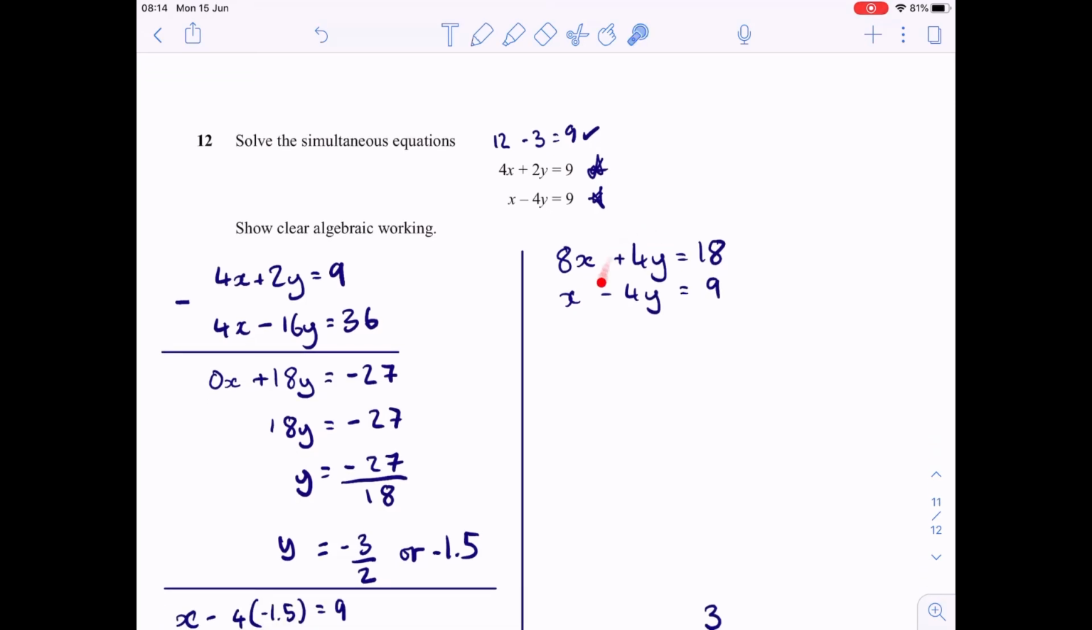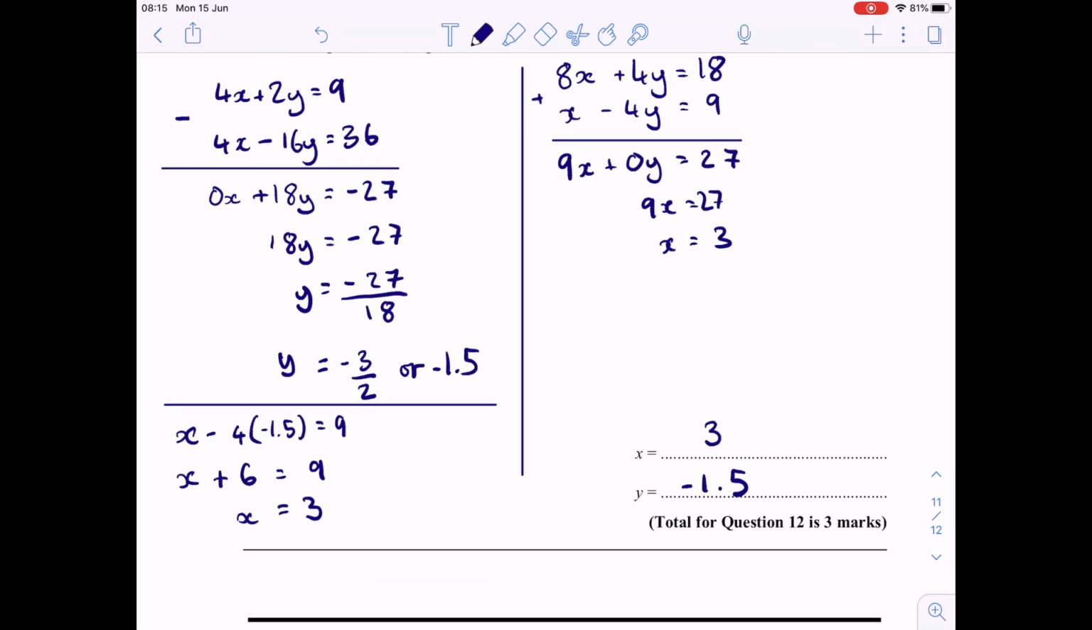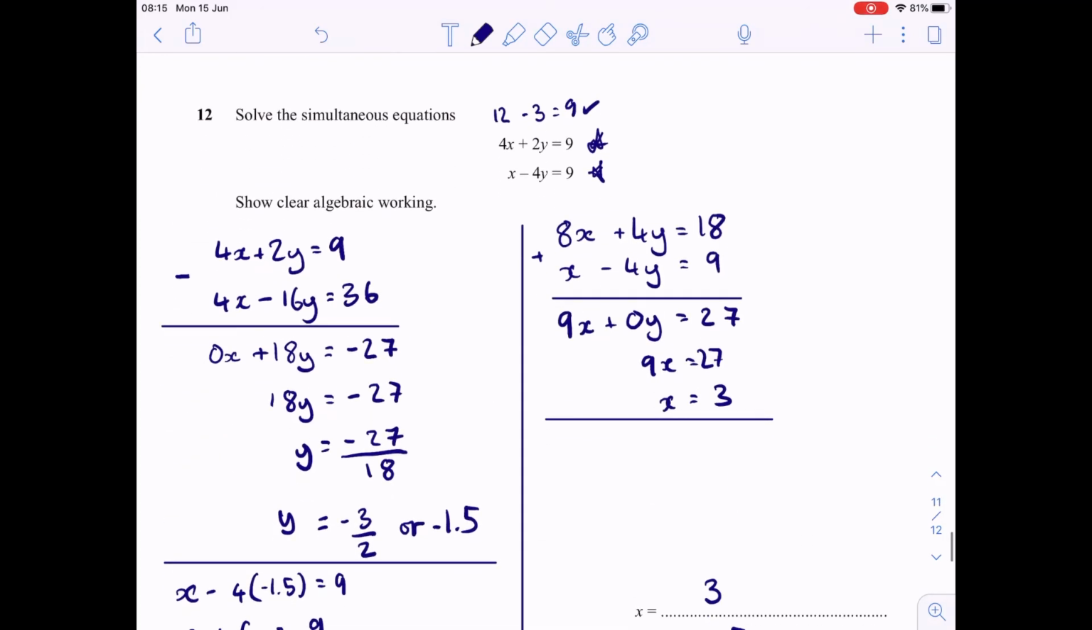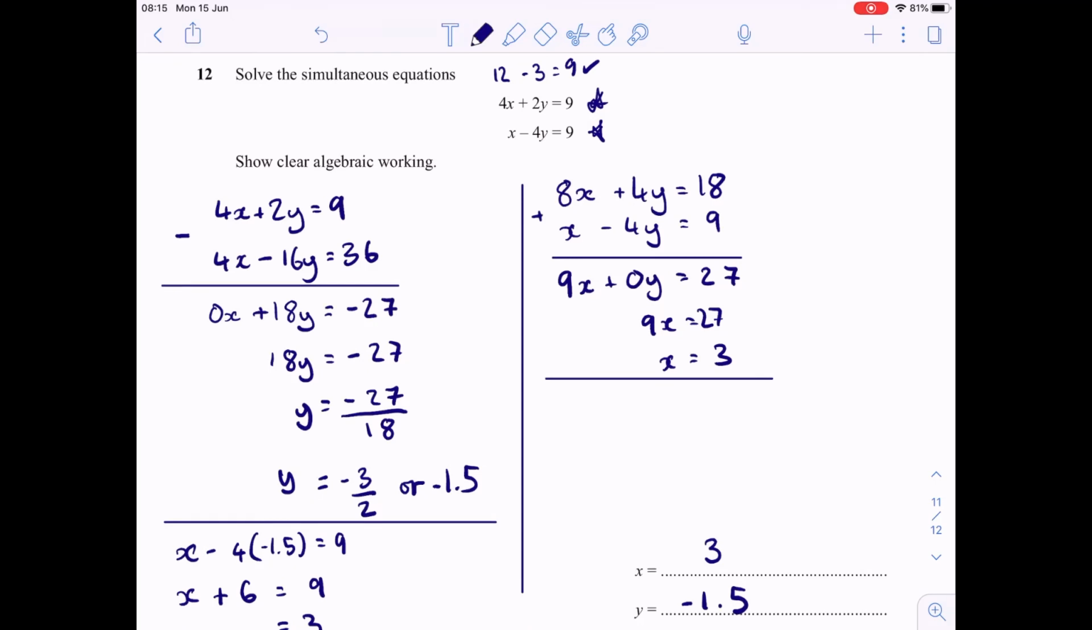And this time, because the y has different signs in front of the same number, we'd need to add them to eliminate the y's. So if I add these, I'll get 9x plus 0y equals 27. So 9x equals 27, and dividing both sides by 9, x equals 3, which is what we found before. And again, I can sub this value of x into one of the equations. Let's sub it into the second one this time.